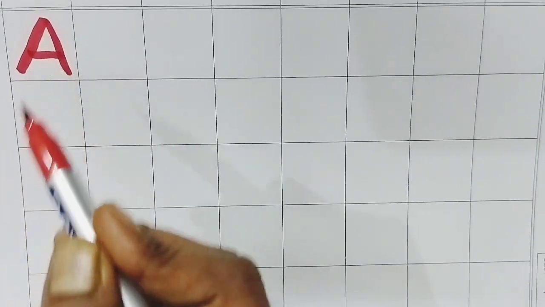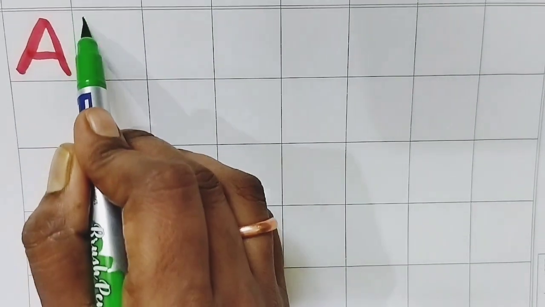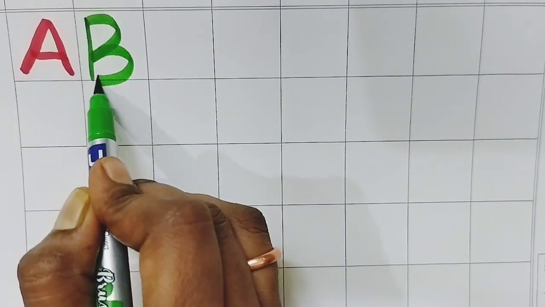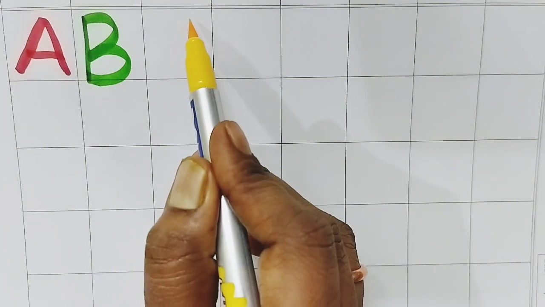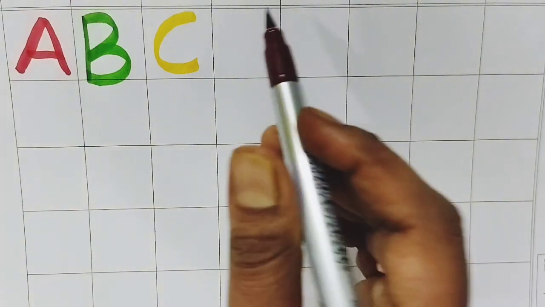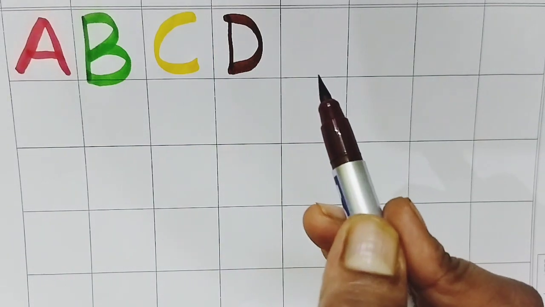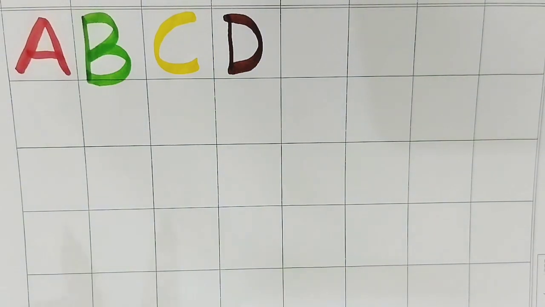Red color, A for apple. Green color, B for ball. Yellow color, C for cat. Brown color, D for dog.